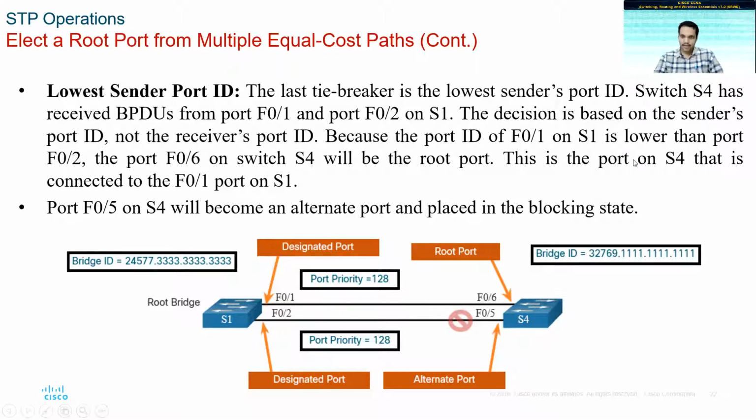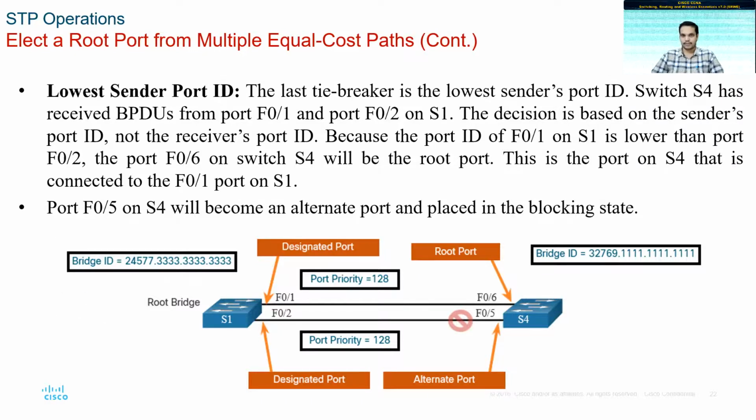In that case, for S4, if you see here, F0/1 port ID is less than F0/2. So F0/1 corresponds to the F0/6 port, and that is why switch S4 will select F0/6 as the root port and it will keep F0/5 as the alternate port. So for traffic sent to S1, which is the root bridge, S4 will send it via the F0/6 port. This is selected because of the lower port ID of F0/1 compared to F0/2 of S1. So these are all the ways through which you elect a root port when you have multiple equal cost paths.